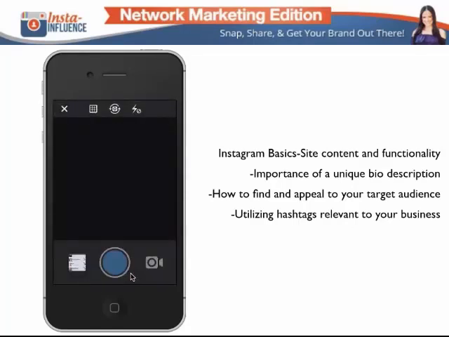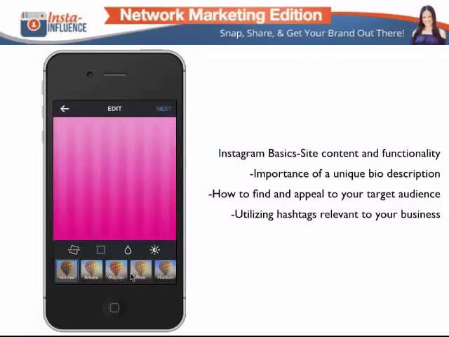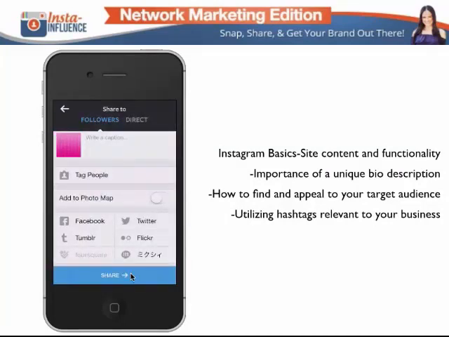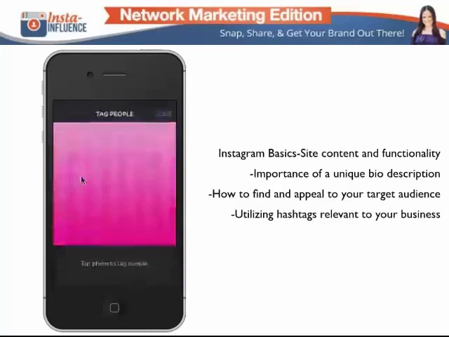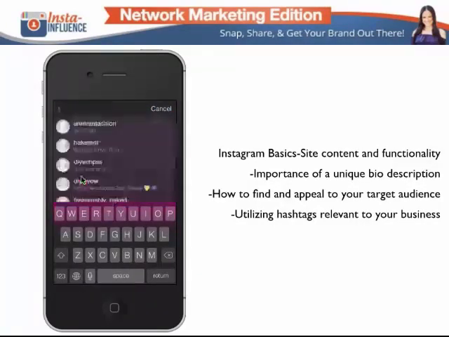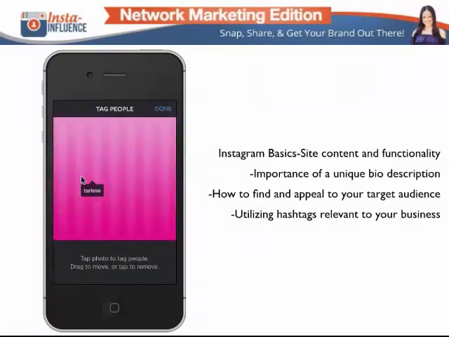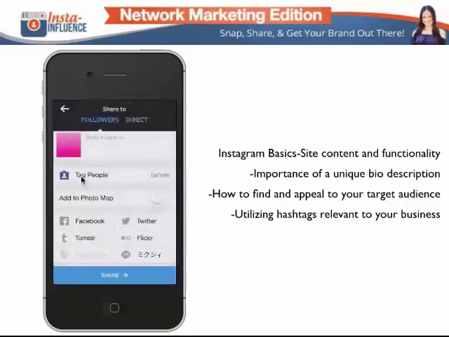Okay, so let's go back to the geotagging because I got a little bit off subject. We're going to pick a picture and click next. Right here, it allows you to tag people if you want. So I can click tag and start to type. Let's tag my other account, Tarlise. I'm going to click on my name and there we go. Done. Now it says that I'm with Tarlise.